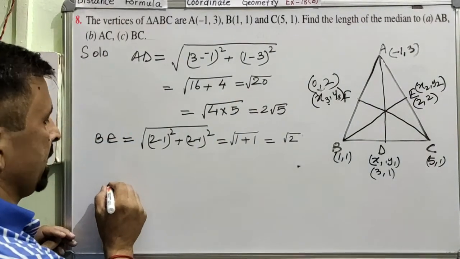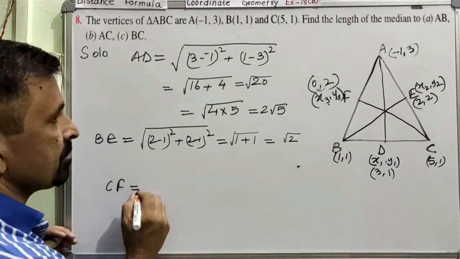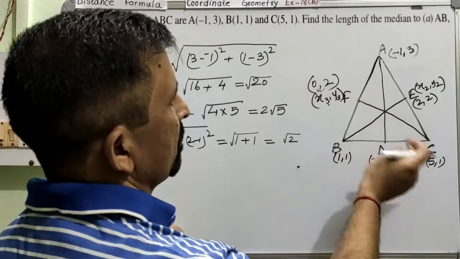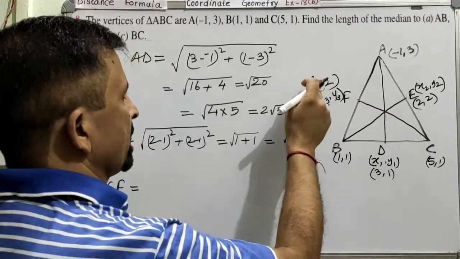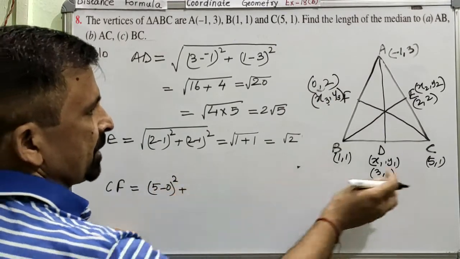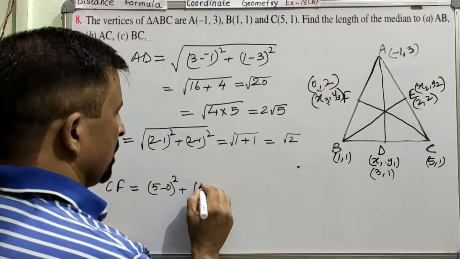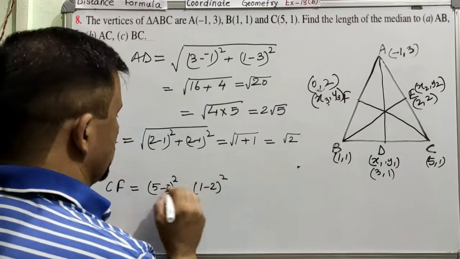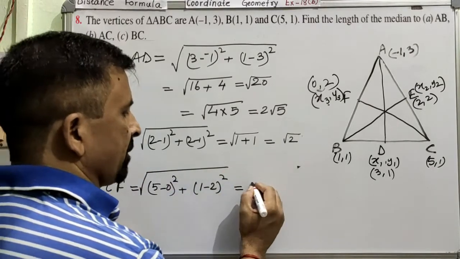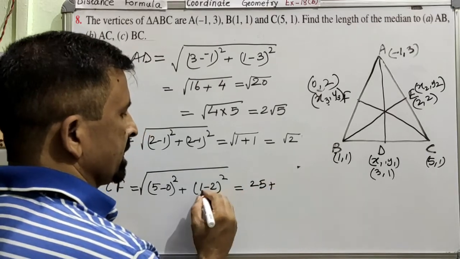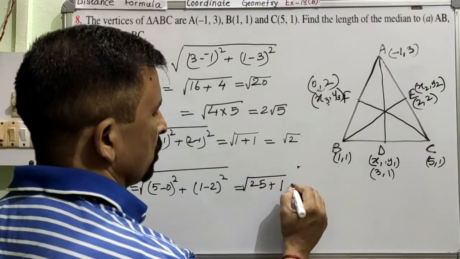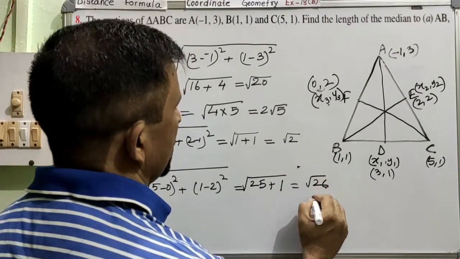Now lastly, CF. The length of CF. Now we are moving this and this. So (5 minus 0) whole square plus the difference of y, (1 minus 2) whole square. Now 5 minus 0 is 5 and 5 square means 25. And 1 minus 2 is minus 1. Minus 1 square means plus 1. So this is root over 26. So this is your answer.